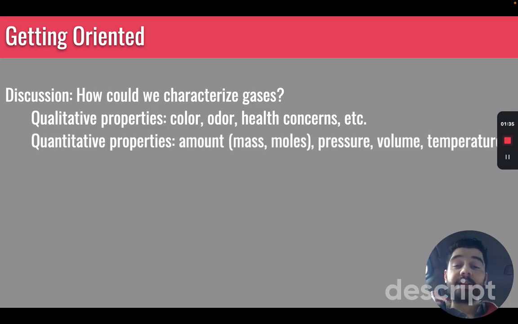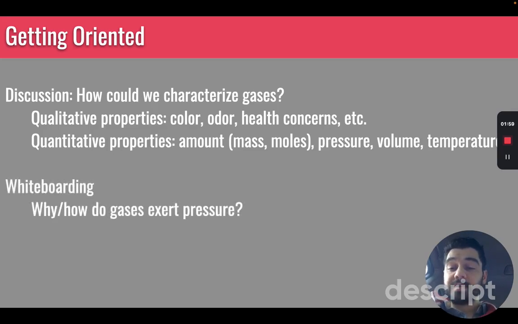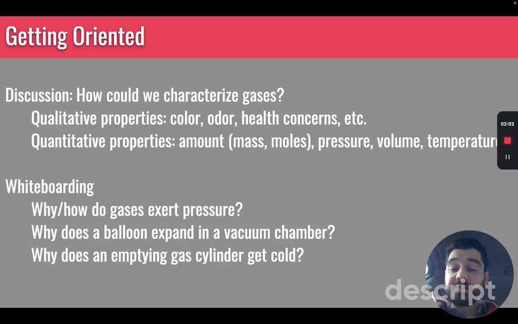And so this leads into the big four properties of gases, characteristics of gases that will eventually lead us into the ideal gas law. So just getting oriented with, okay, what do we want to know about gases and what can we know about gases, I think helps get us in the right direction. And so then this could lead into some whiteboarding activities. I did this first one with my students, and I thought of a couple others that I could do with students at the beginning of the unit just to see what they're thinking.